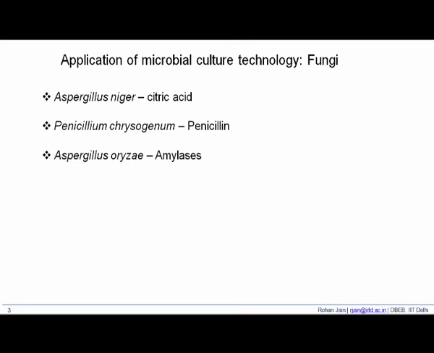For example, Aspergillus niger is used to produce citric acid in large quantities. You have Penicillium chrysogenum, which is used to produce penicillin after mutation from Penicillium notatum. And then you have Aspergillus oryzae, which is used to produce amylases. These are enzymes that are used in detergents, and Aspergillus oryzae is being used to produce these amylases.